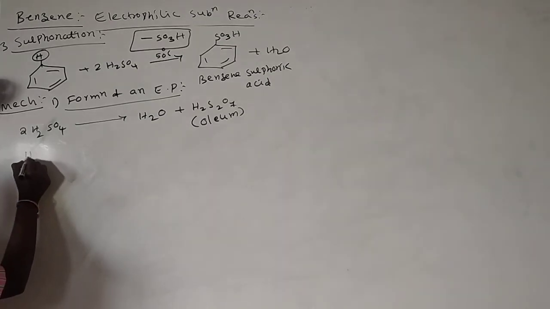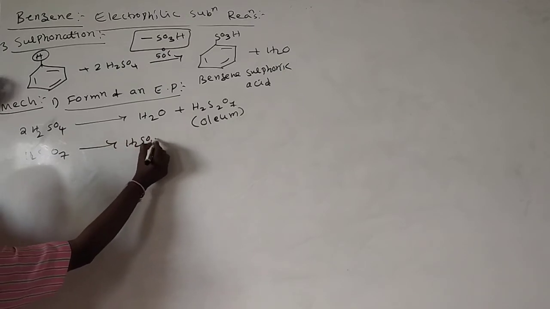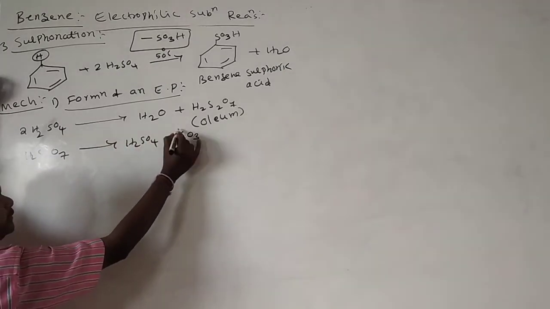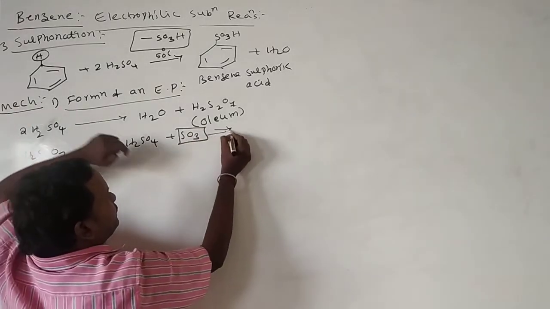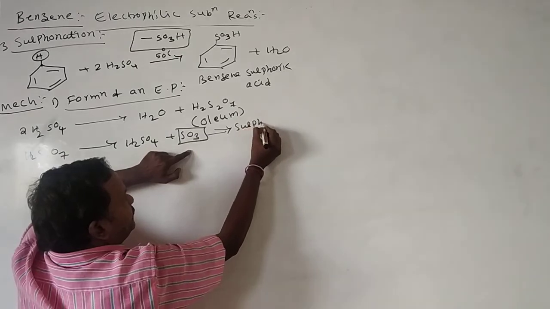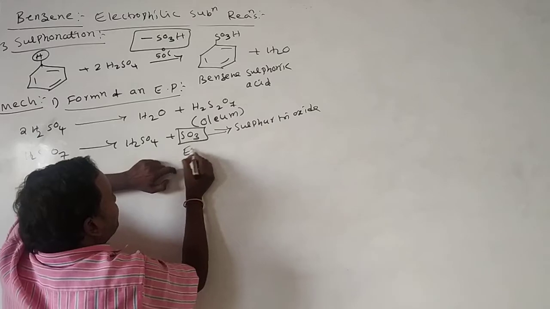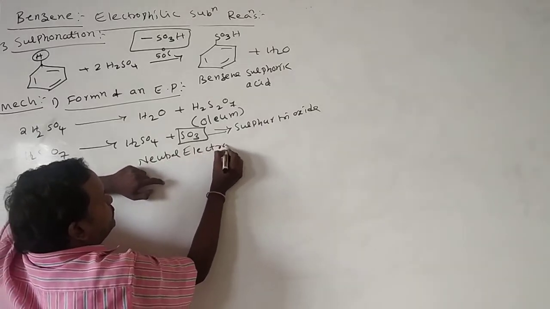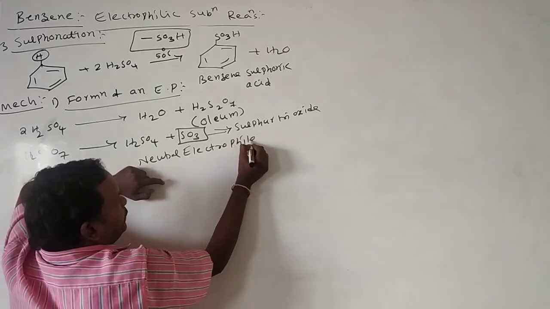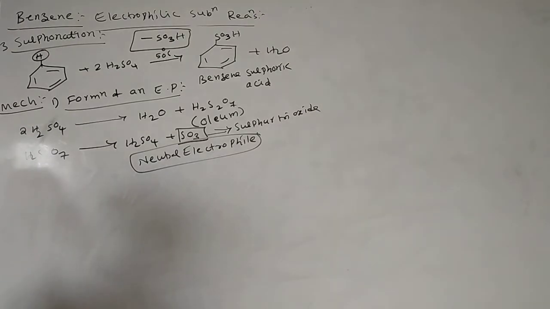This H2S2O7 forms sulfuric acid and SO3, sulfur trioxide. Here sulfur trioxide is the electrophile. This is a neutral electrophile. Sulfur trioxide is one of the important ones, called a neutral electrophile.